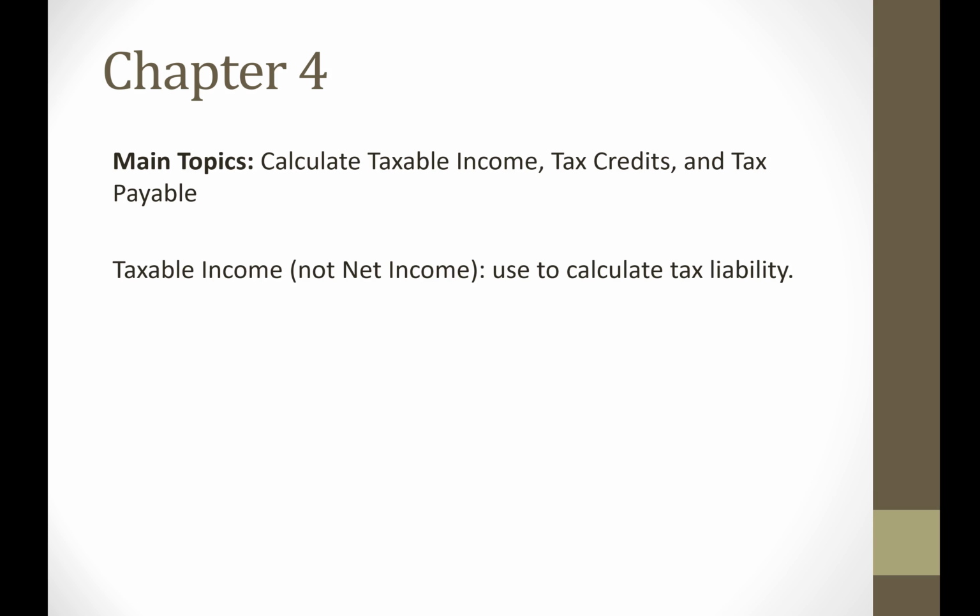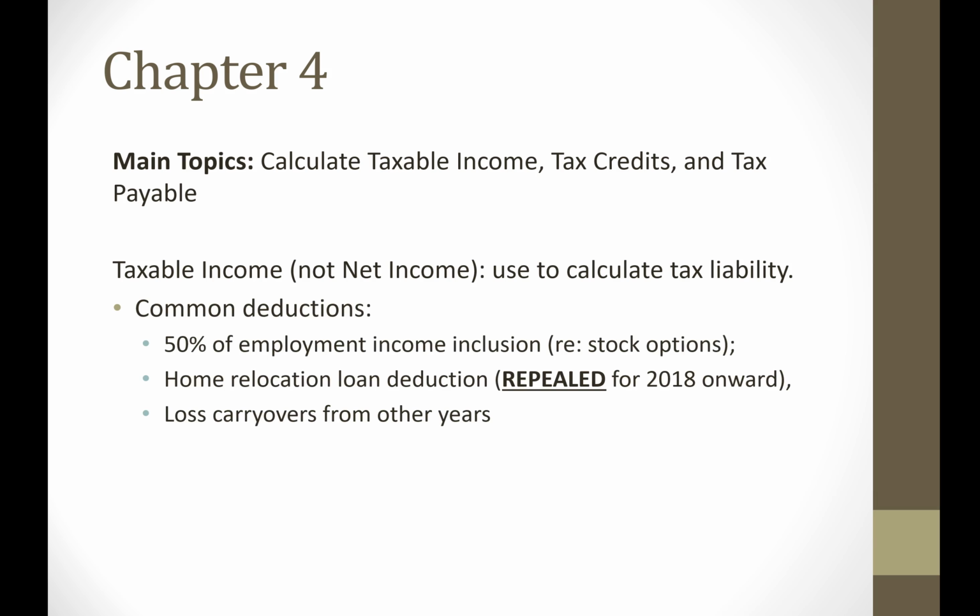Now, to go from net income for tax purposes to taxable income, there's a number of common deductions that we could make if we qualify for. The first one is stock options. Now, remember we said that in Chapter 3, if an employee exercises a stock option, they need to include certain amounts in their employment income. If they qualify for this 50% deduction, that would get deducted when calculating taxable income.